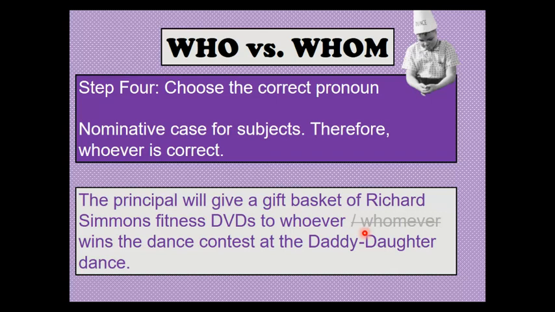So back to my sentence, it's the principal will give a gift basket of Richard Simmons fitness DVDs to whoever wins the dance contest. And that's the trick I'm saying is, even though that comes off that word to, don't think of it as a prep phrase. Think of that whole thing at the end as the object prep phrase. But collectively, it works as an object prepositional phrase. But individually, the word whoever is the subject of wins. That's a lot to take in.